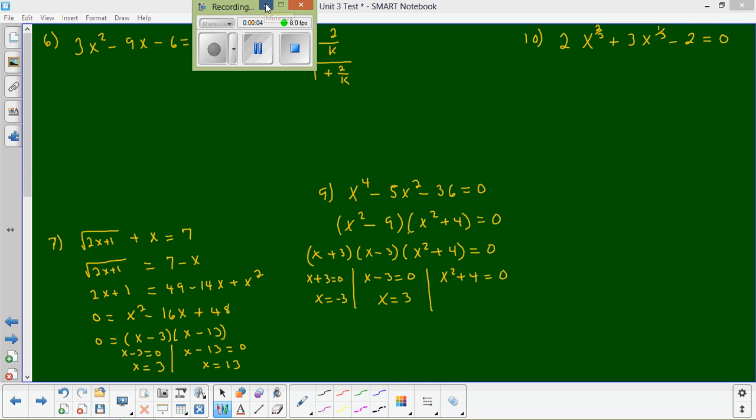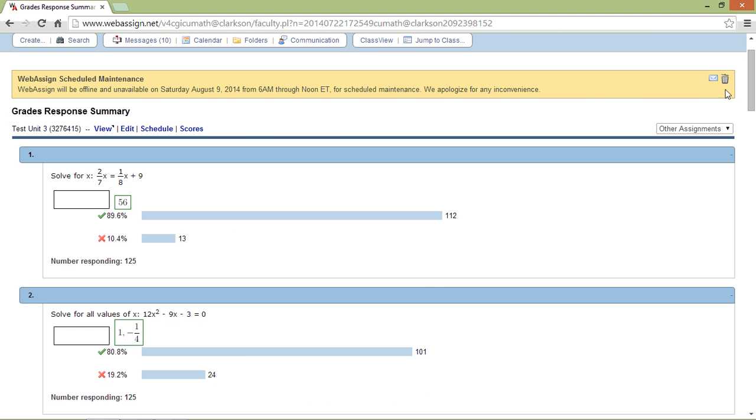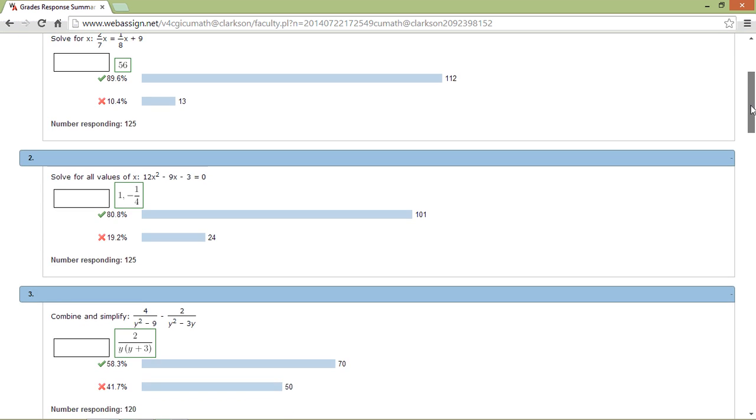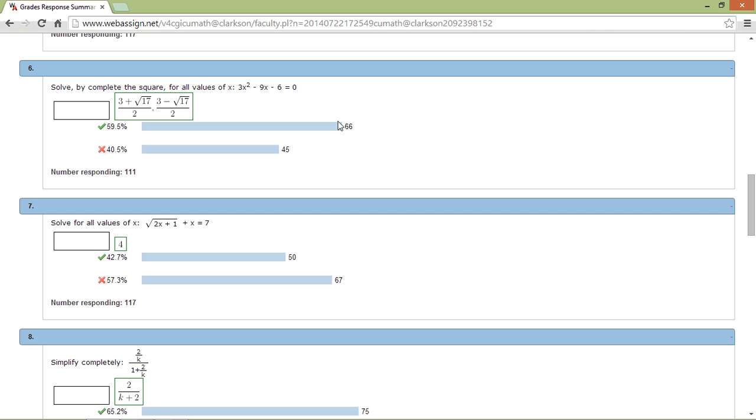Okay, this is Unit Test 3, and these are questions 6 through 10 that we're going to do here for you. If you look at the data for how people did on these questions, question 6 had less than a 60% success ratio. And we asked that people try to do this by the complete the square method right here. We're not sure if it's the complete the square method, we kind of think it is. People are trying to complete the square, and they're just not being successful with it. So they need to see that a little bit more.